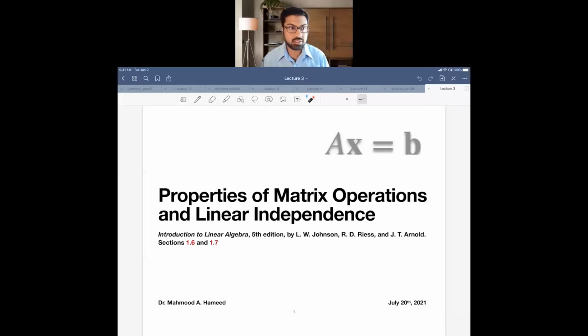Excellent. Let's get started. So today we are going to continue our discussion on matrices and how to solve a system of linear equations. We'll focus on sections 1.6 and 1.7 of the text. We'll be dealing with properties of matrix operations. And then we'll talk about a very important topic in linear independence.